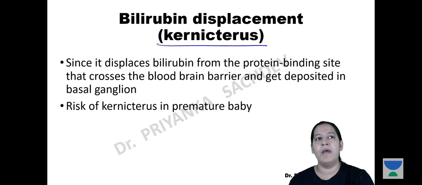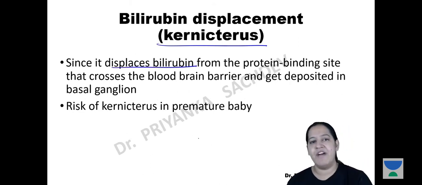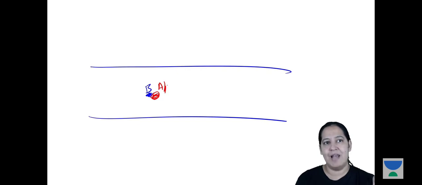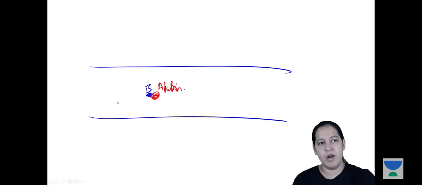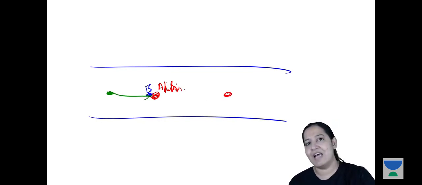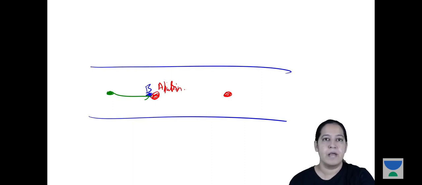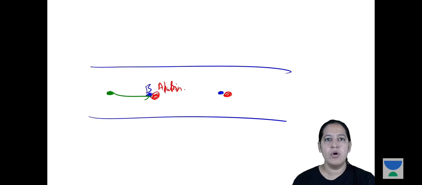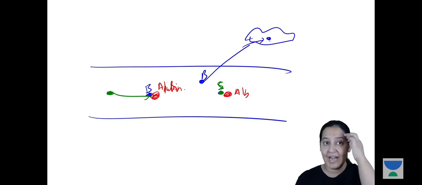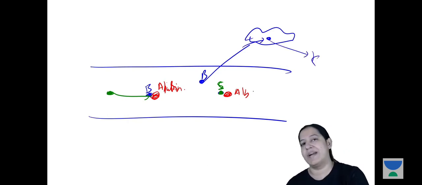The drug displaces bilirubin. Normally, inside the blood vessel, this is the molecule of bilirubin, and it binds with albumin. Whenever I take a tablet of sulfonamide, this sulfonamide displaces bilirubin from the albumin. So the sulfonamide will bind with the albumin and the bilirubin will be free. This free bilirubin will go to the brain, bind with the basal ganglia and cause kernicterus, severe jaundice. Give me a thumbs up.